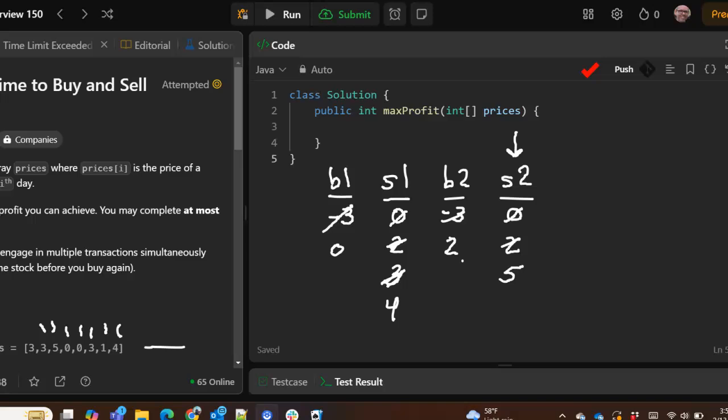And finally, the second sale is the max of whatever it is now, or the buy profit plus the current price, which is 4, and that is bigger than 5. So we get to 6. Okay. So we can get that by buying at 3, selling at 5, buying at 0, selling at 4, and we get a total of 6. So that's the algorithm that we're going to implement.